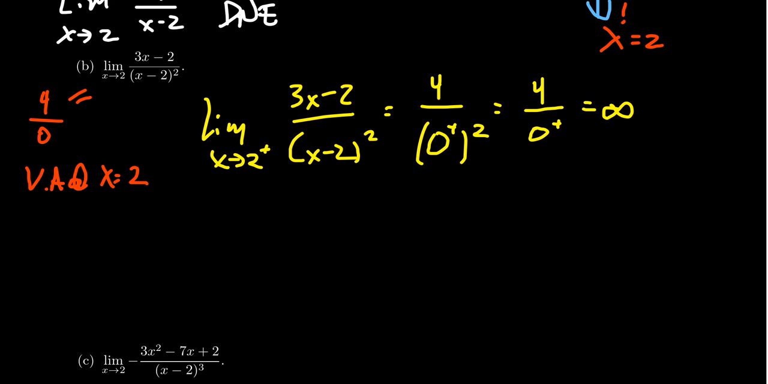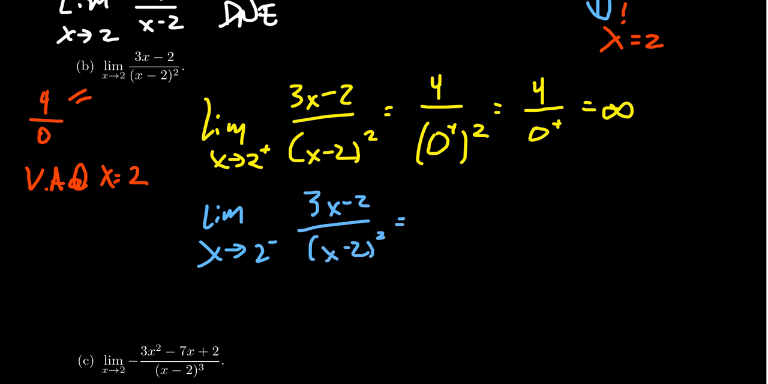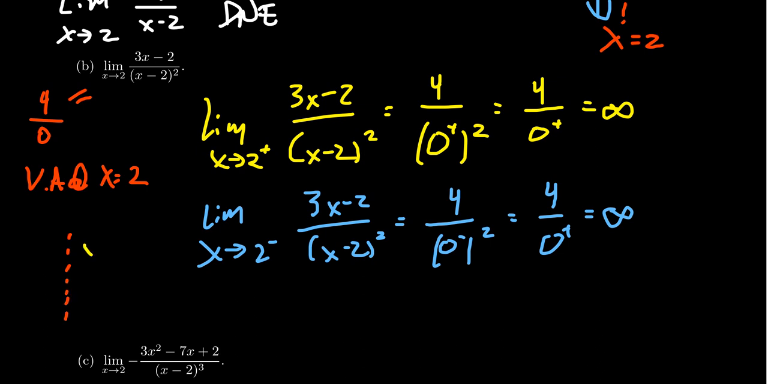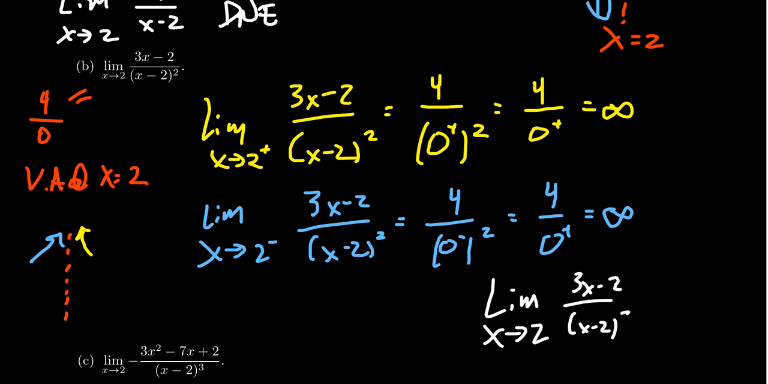On the other hand, if we take the limit as x approaches 2 from the left of (3x minus 2) over (x minus 2) squared, we end up with 4 over 0 minus, like we did in the previous exercise. But 0 minus means we're approaching 0 from the negative side. If you take negative numbers and square them, those are always positive. So 0 minus squared is actually 0 plus, and this gives us positive infinity. So what this tells us about the graph is that the approach from the right is going towards positive infinity, and the approach from the left is also going towards positive infinity. Therefore, the limit as x approaches 2 of (3x minus 2) over (x minus 2) squared will be positive infinity.